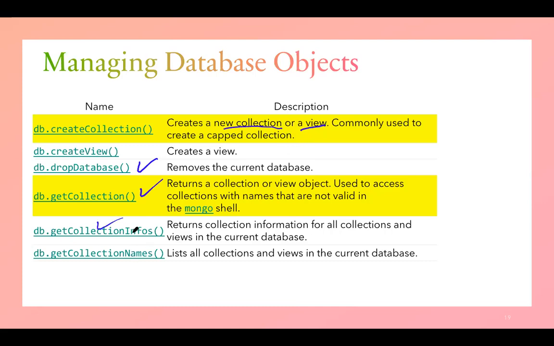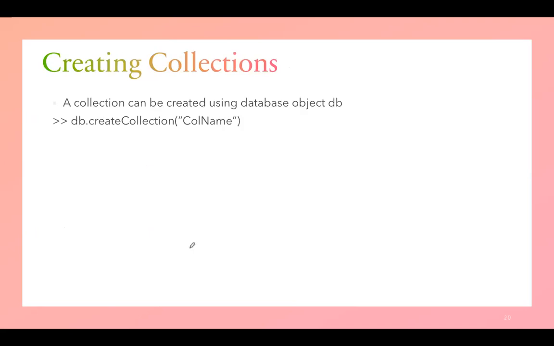We can get the collection info. That means if you want to get the table info and collection names and so on and so forth, we can. So let's create some collections, okay? How can we create a collection? Creating a collection is equivalent to creating tables, right?